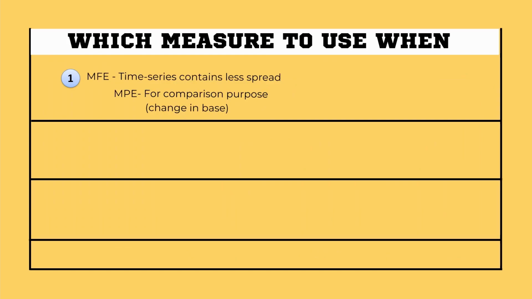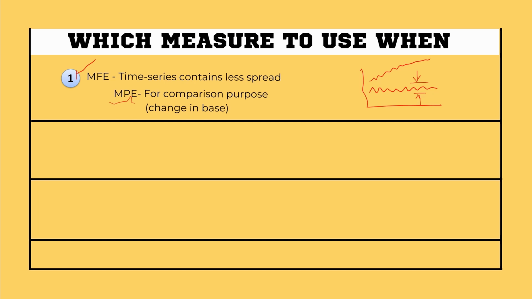Now let us see which measure to use when. First of all, MFE: when the time series contains less spread, you will use MFE. For example, this is your time series, and the spread is less. If this is the situation, or say some trend is there also, but the overall spread is less, in such a case you will use MFE.